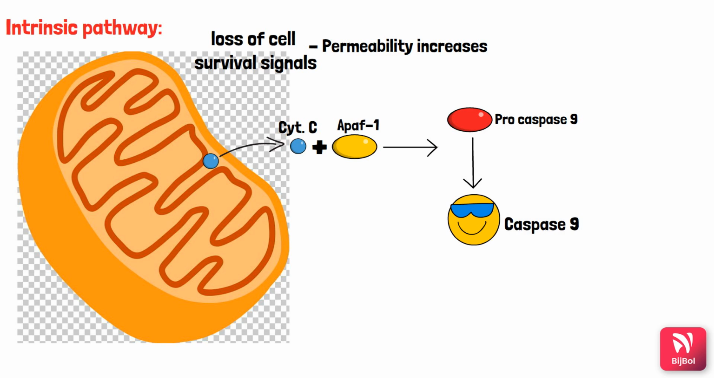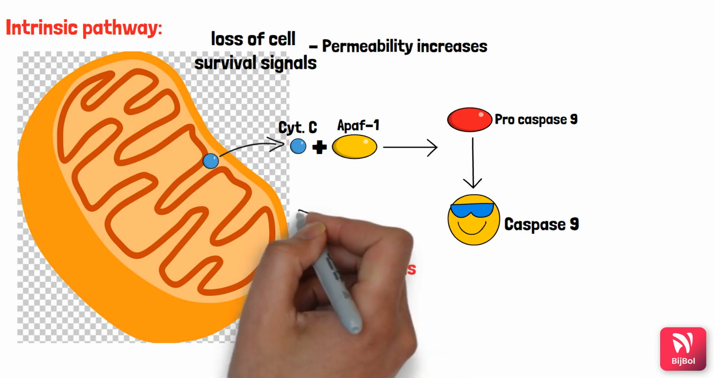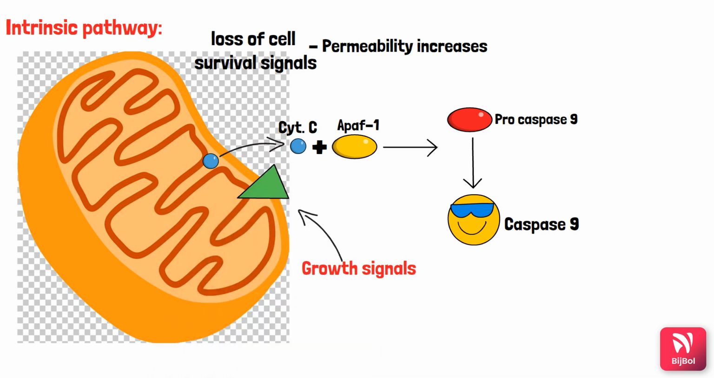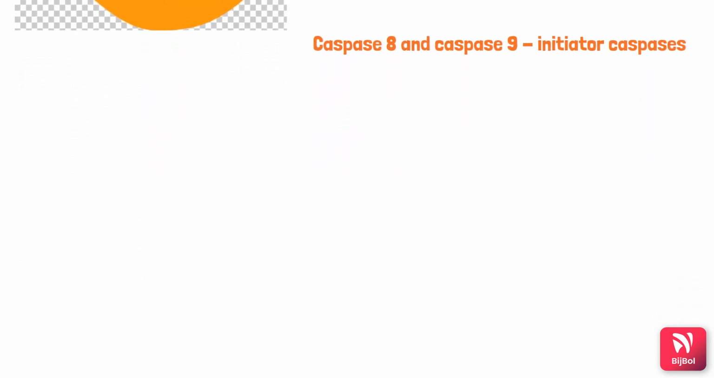But what happens when there are good growth signals to the cell, to regulate the apoptosis? Whenever there are growth signals, there is a protein called BCL2 or BCLX. These belong to the BCL2 family, B cell lymphoma proteins. This BCL2 or BCLX has a tendency to stop the movement of cytochrome C from mitochondria to the cytosol, and like that, they will stop the mechanism of apoptosis. That means BCL2 and BCLX are anti-apoptotic proteins. So now we know that caspase 8 in the extrinsic pathway and caspase 9 in the intrinsic pathway are the initiator caspases. So this is about the initiation phase. Now let's move into the execution phase.